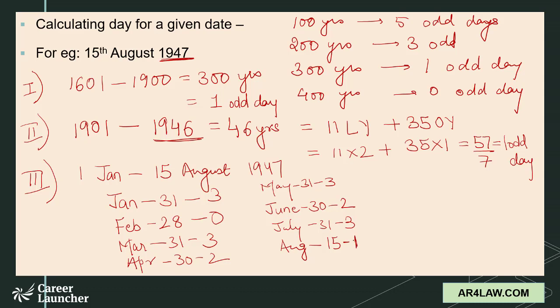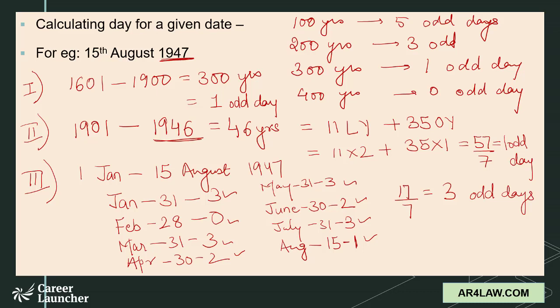Now what we'll do, we'll add up all these numbers. Which numbers? 31, 28? No. We'll add up the smaller numbers: 3, 0, 3, 2, 3, 2, 3, 1. That means we are adding all these numbers. We've already found out what the odd days in a month are by dividing the number of days by 7. So what we get here is the total of 17. 17 divided by 7, the remainder happens to be 3. So part 3 gives me 3 odd days.